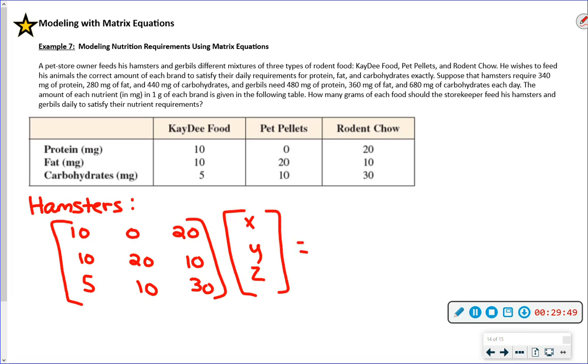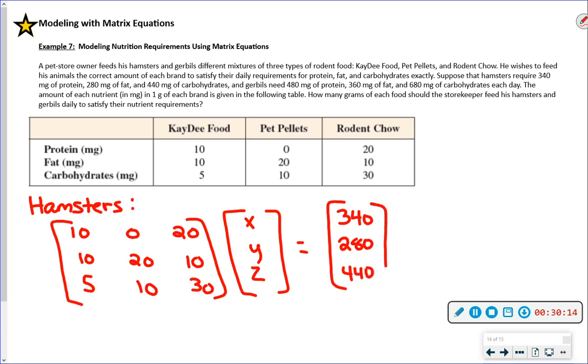And then of course we've got to reread it. What do we need to total up for the hamsters? Okay, 340 of protein, that was our top row. They need how much fat? 280. And then 440 of carbohydrates.